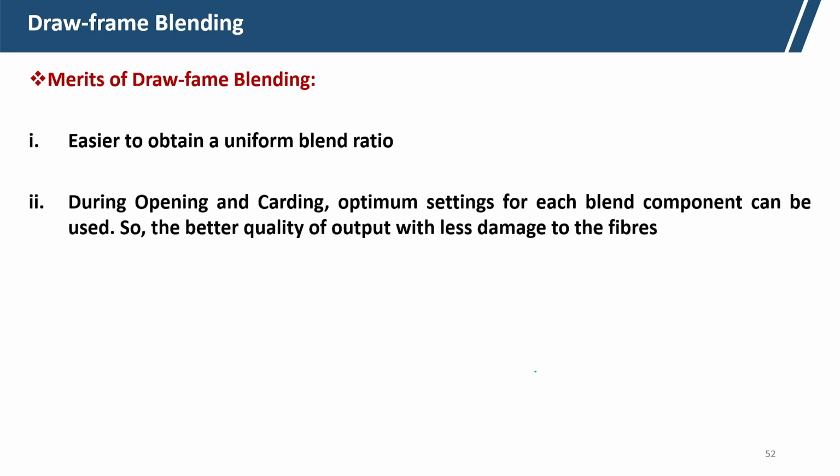Now, drawframe blending, the merit of drawframe blending is that it is easier to obtain uniform blend ratio. We can adjust the blend ratio. During opening and carding, optimum settings for each component can be used. So, better quality of output with less damaged fiber. Polyester and cotton are moving separately, as we have mentioned, and their settings are proper at their own respective stages, so a better quality of output will be there, easy to work.